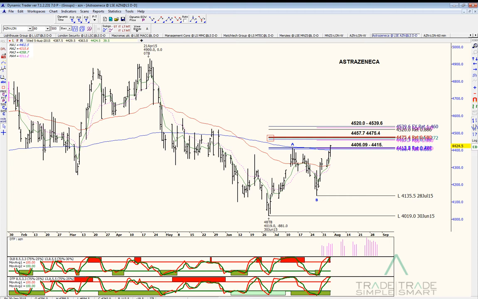here we can see the AB equals CD pattern more clearly. We've identified 3 Fibonacci reversal zones that may have the termination point for the pattern, and our first zone is 44.0609 to 44.15. Our second zone is 44.57.7 to 44.75.4, and our third zone is 45.20 to 45.39.6. Now the market has already entered into our first zone at 44.0609 to 44.15. This isn't our preferred zone.